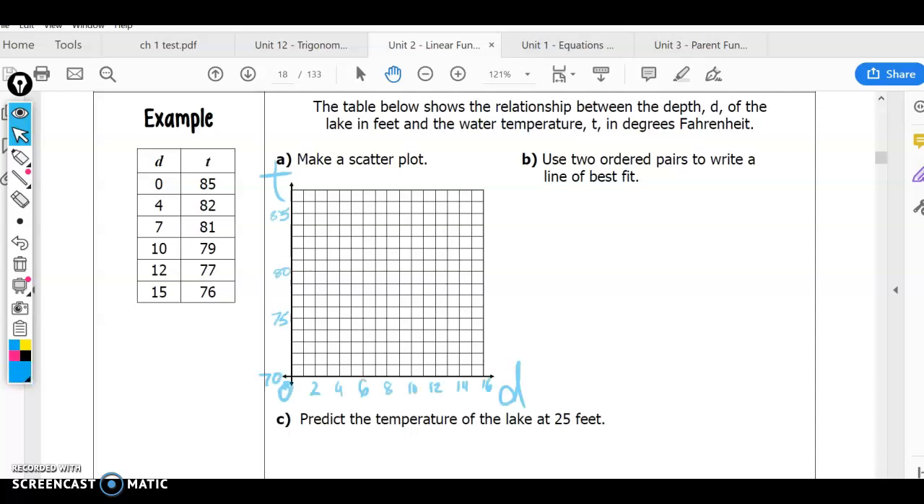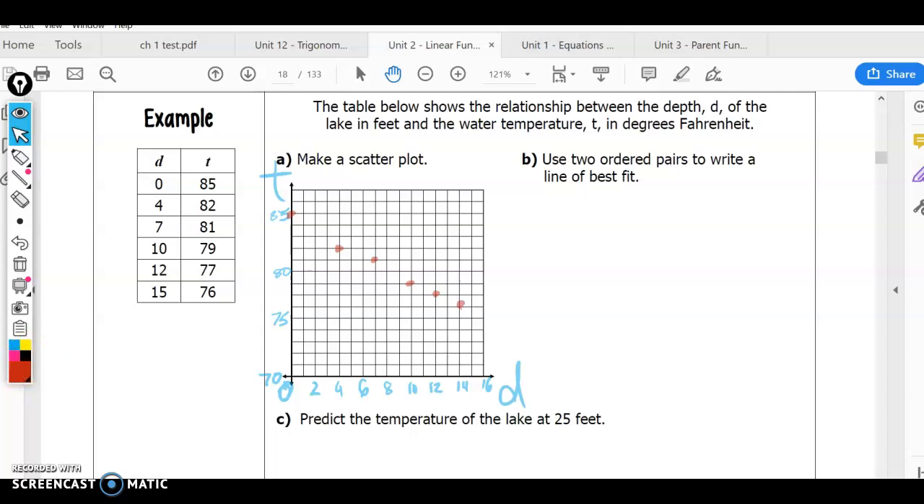The scaling that I came up with, I labeled the D, depth, on the x-axis, going from 0, counting by ones, all the way to 16. And then for T, temperature in degrees Fahrenheit, I started at 70 and went up by ones all the way up to 85. Now I'm going to plot my dots on the scatter plot. And I have a negative correlation. It's pretty clear. I'm going to now come up with a line of best fit.